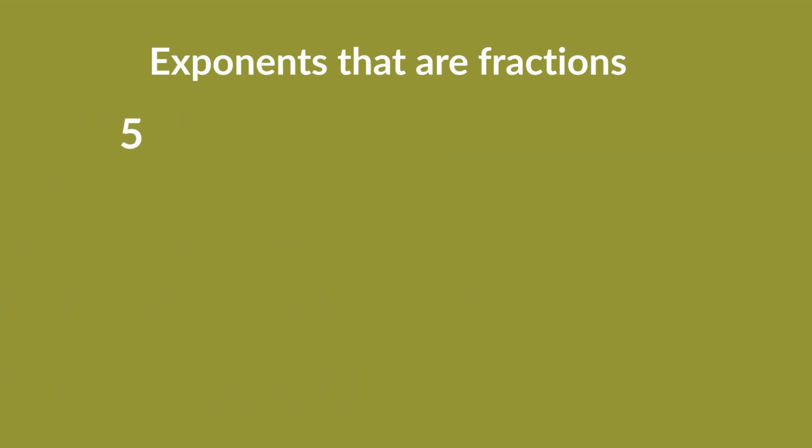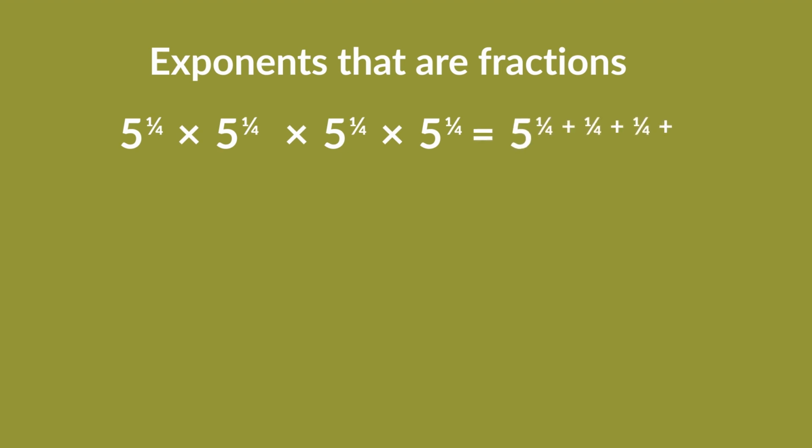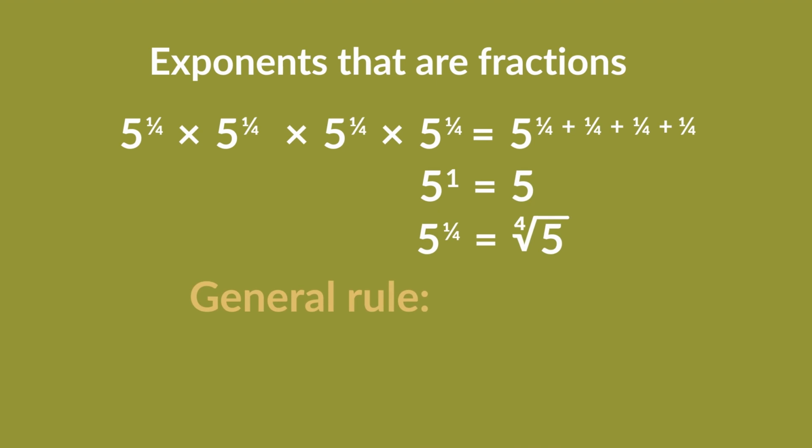Let's take the power 5 raised to a quarter. If we repeat 5 to the power of a quarter 4 times in a multiplication, we get 5 to the power of 1/4 plus 1/4 plus 1/4 plus 1/4, and this is equal to 5 to the power of 1, or just 5. This means that 5 raised to the power of 1/4 is equal to the fourth root of 5. We can write a general rule for fractional exponents. A number raised to the power of 1/n is equal to the nth root of the number.